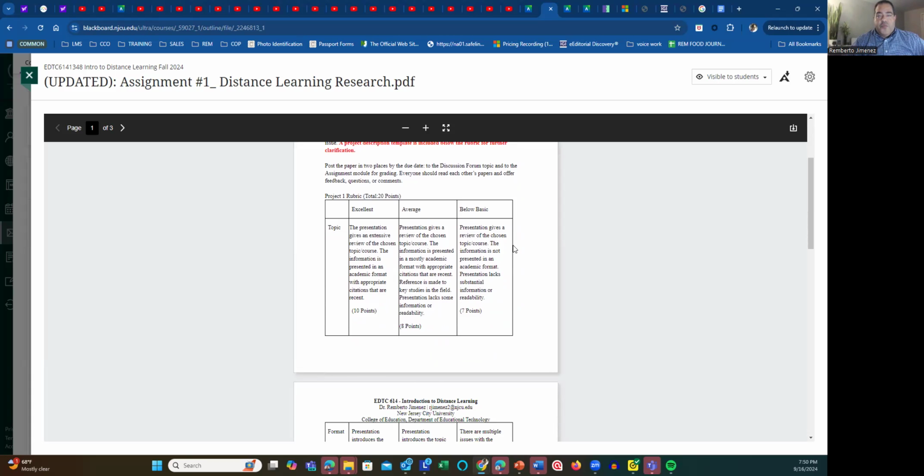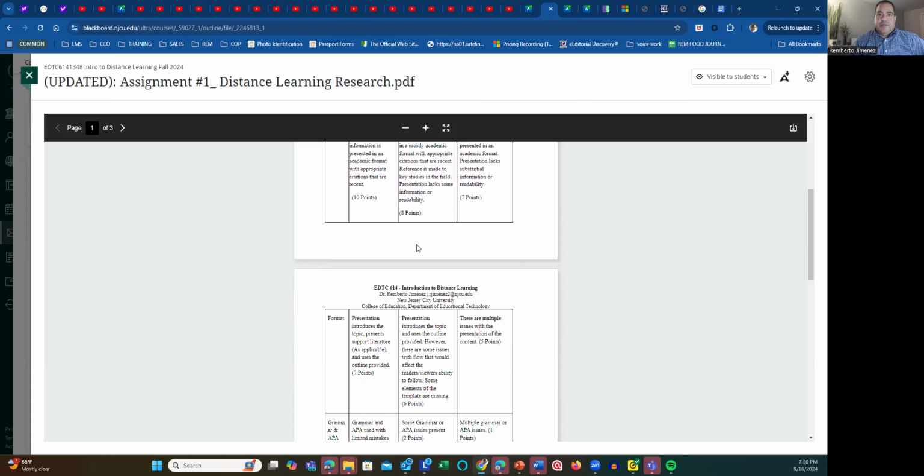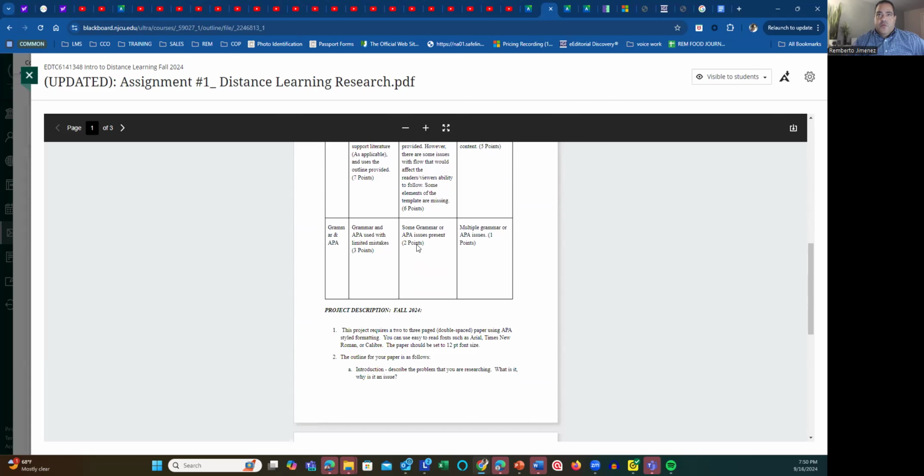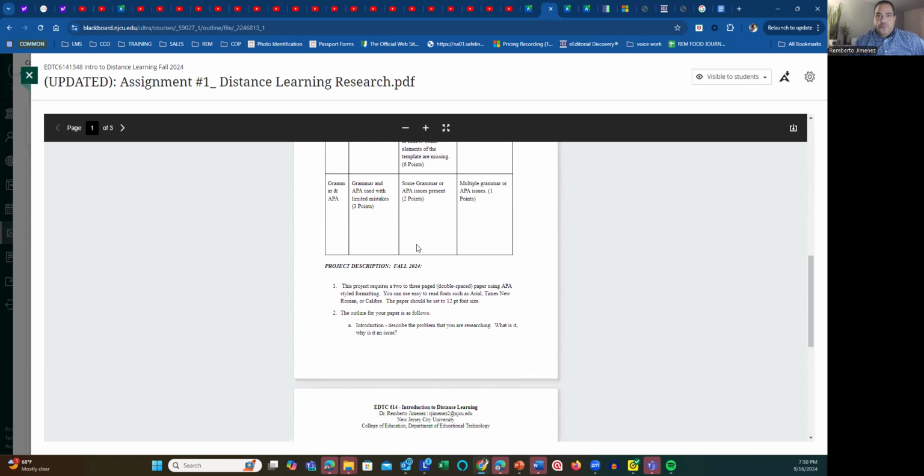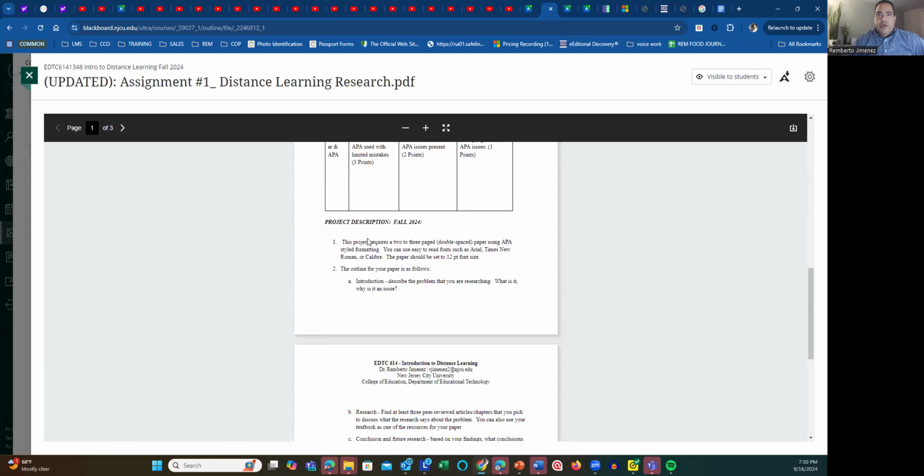I provided here the rubrics, which you can read on your own, between what's good, what's excellent, what's not, what I'm looking for. But a couple things to note here. This project at minimum should be roughly 2 to 3 pages. It's a 2 to 3 page paper, double spaced, using 12-point font, using APA style formatting.